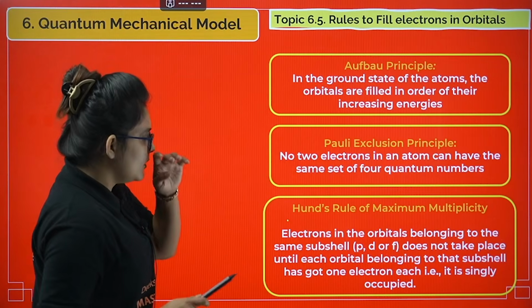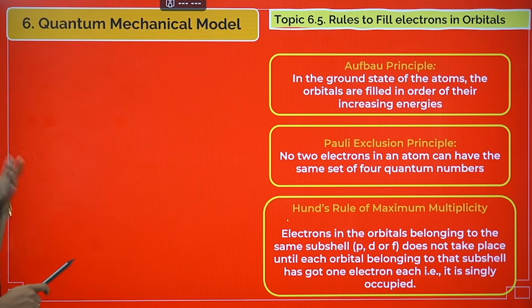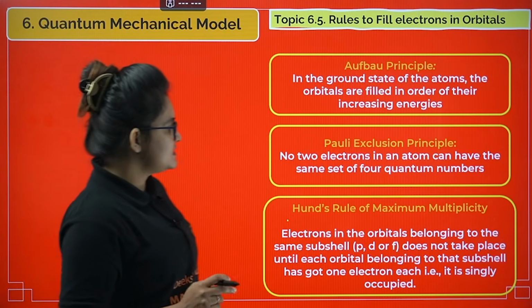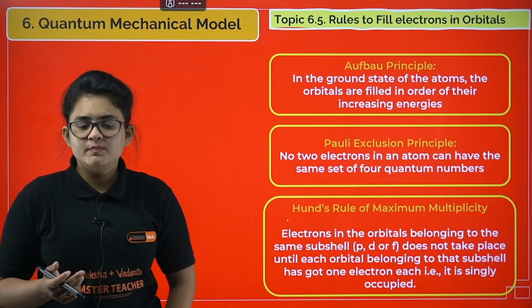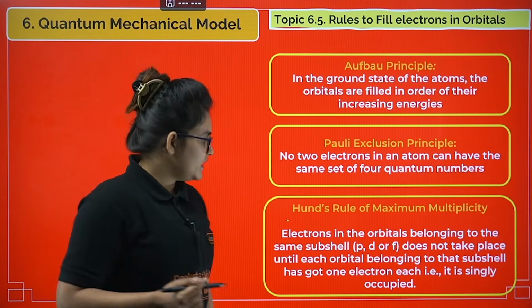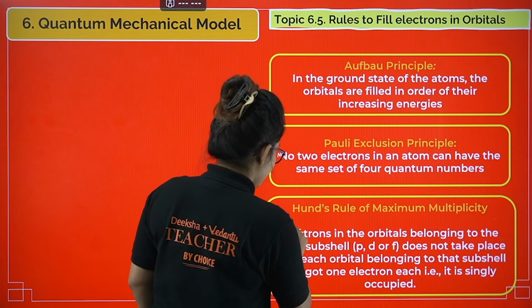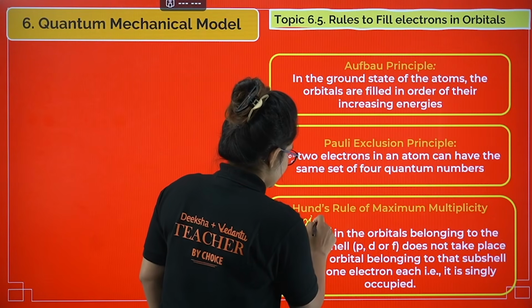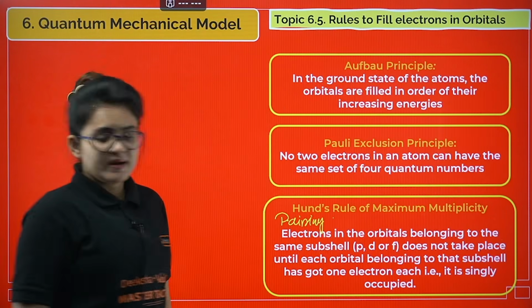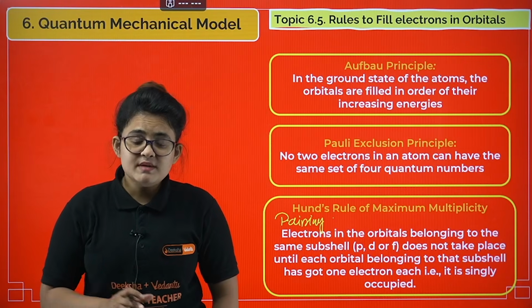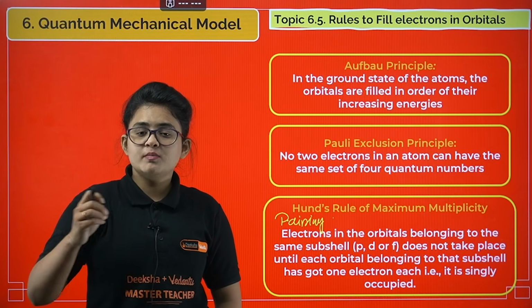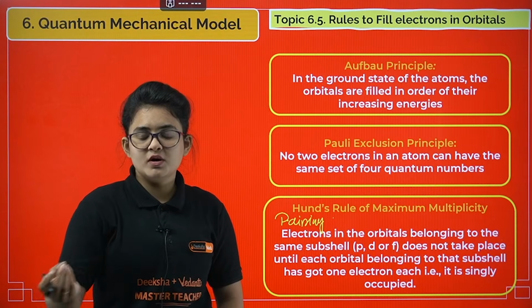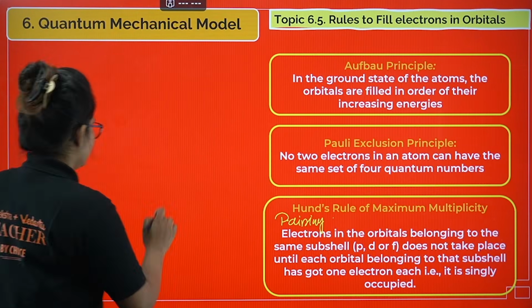Okay, next, Hund's rule of maximum multiplicity. Pairing of electrons in the orbitals belonging to the same subshell is not possible until each orbital has at least one electron. Let me just give you one example.